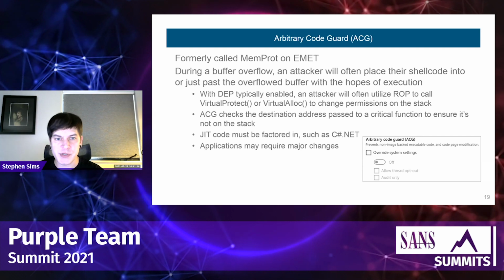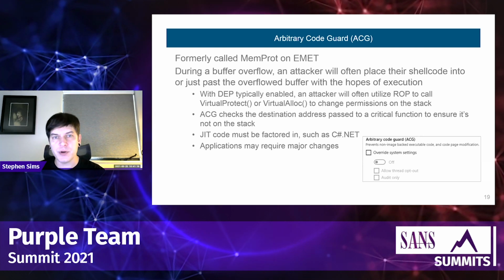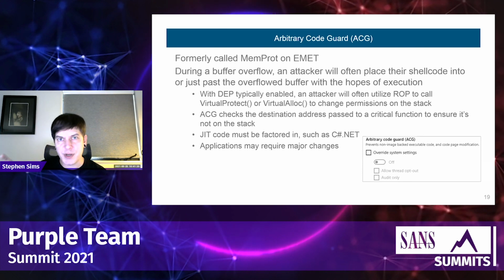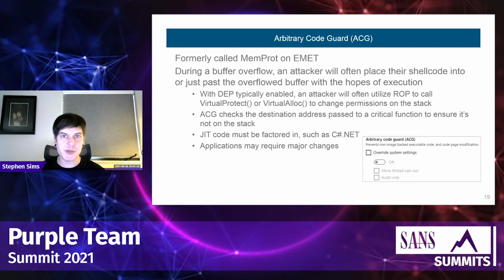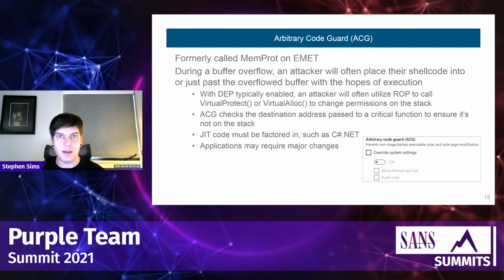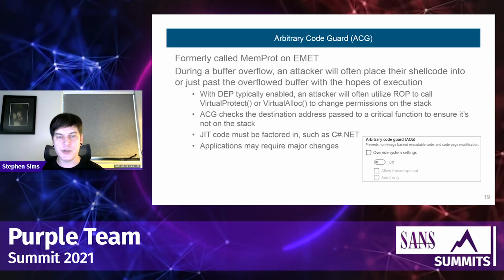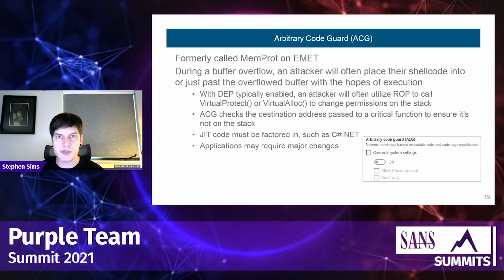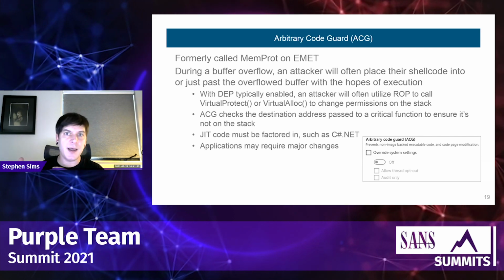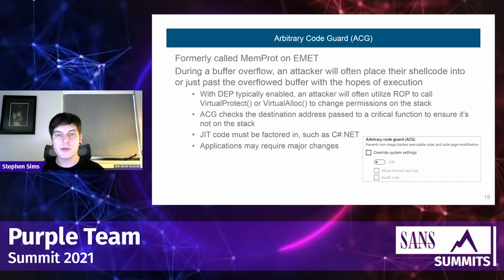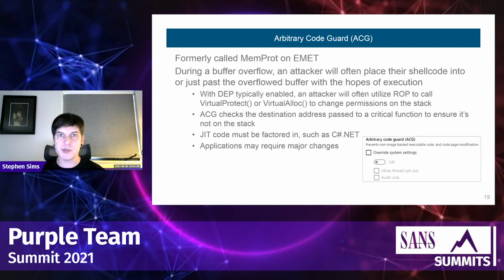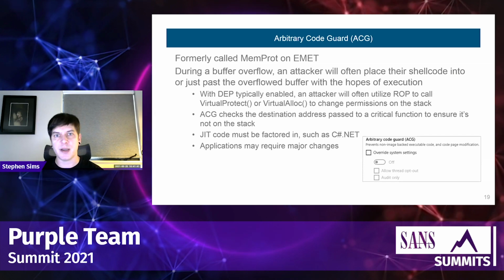What this control does is say, when you're calling a critical function like VirtualProtect or VirtualAlloc, check the destination address where we want to change permissions and make sure it's not on the thread stack. Well, how does it know where the thread stack is? It looks in the thread information block at the appropriate offsets that show you the stack high and stack low limits. So again, from a high level, it's just a little validation that says if you want to change permissions in memory, it's not allowed to be on the stack.